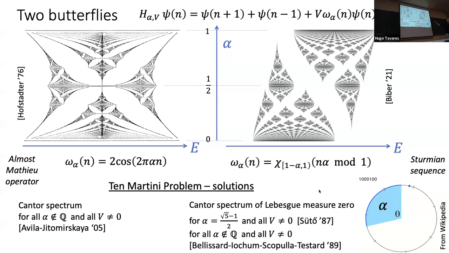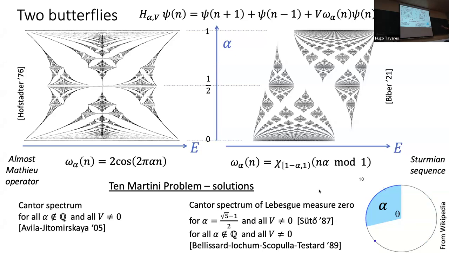V equals zero: when V equals zero, you have no potential, you have just the adjacency operator. The spectrum is one interval between -2 and 2. There is no sense when V is different than zero. So to solve it completely means for any irrational alpha and for any V different than zero. So they solved it in 2005.